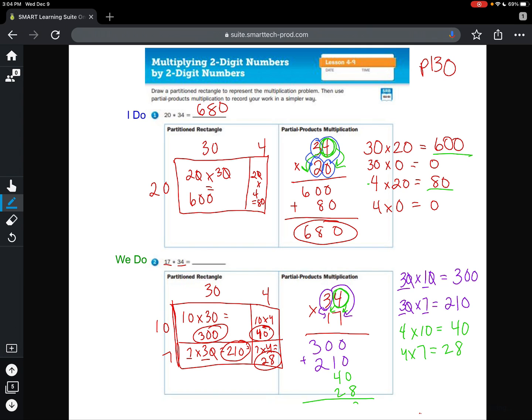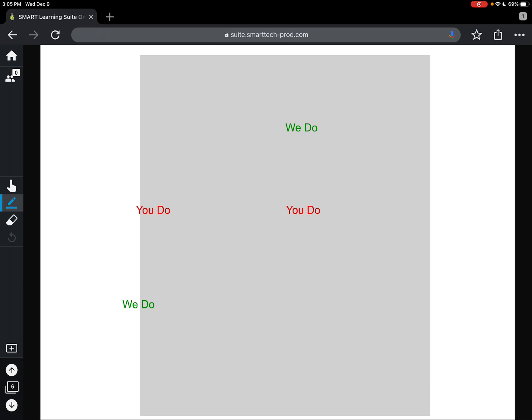When I add up my numbers, 0 plus 8 is 8, 1 plus 4 is 5, plus 2 is 7, and I have 3 plus 2, which is 5. So my final answer is 578. I wrote my work on the side here so that you could really see and understand where I was getting the numbers over here from. Remember that all of the numbers have to meet up with each other in order to be able to multiply them together to get your final answer.